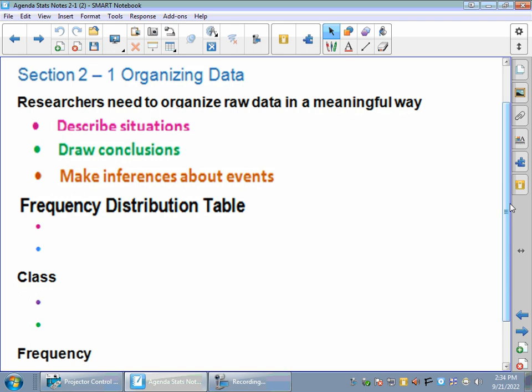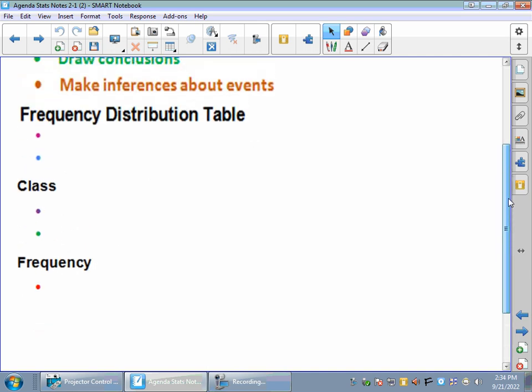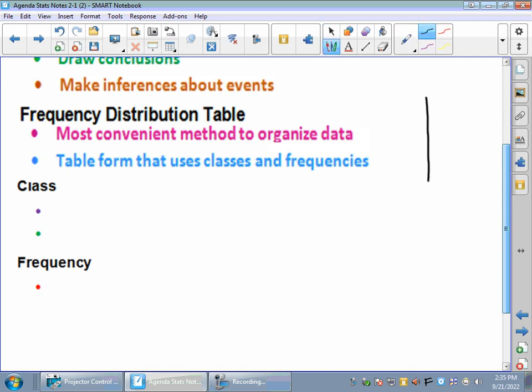So the first thing that we're going to focus on is a frequency distribution table. You're going to create these. You're going to become experts at frequency distribution tables. First of all, this is the most convenient method for organizing our data. This is kind of our go-to thing. When we got a bunch of data, let's make a table. It's going to organize it for us. Frequency distribution is a table form that uses classes and frequencies. So really, it looks like this. This is kind of like the parent graph, the most basic. We can add more columns than just class and frequency, but that's our most basic starting point for a frequency distribution table.